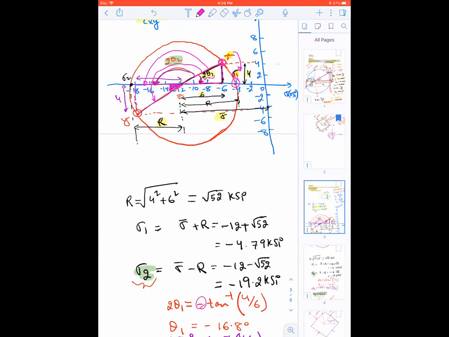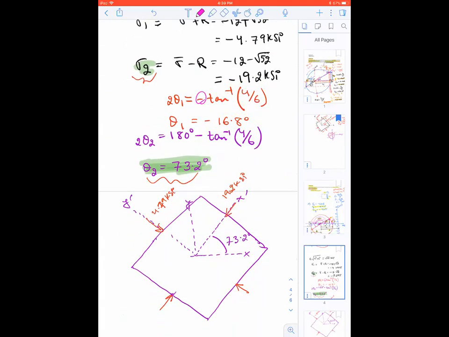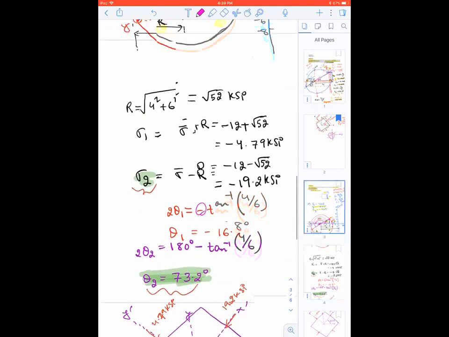Adjacent is again 6 because 18 minus 12 is 6. So tan inverse of 4 over 6, and if I calculate, it gives me 73.2 degrees. Does that make sense? Yes, Caroline? Okay, yeah, it does.